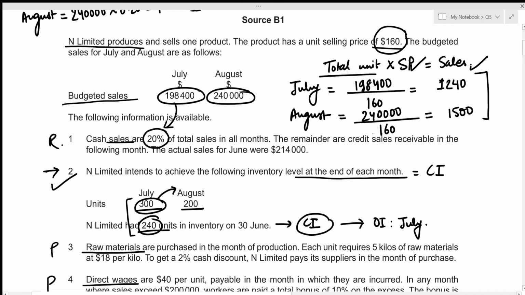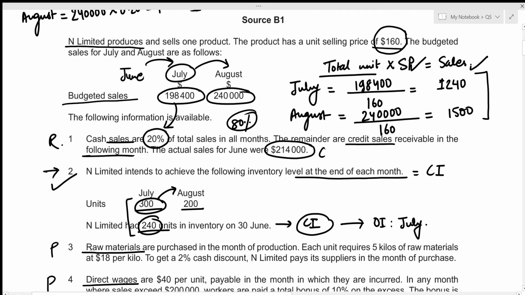Then the remainder are credit sales. So out of the total sales, if 20% is the cash sales, then the remaining 80% will be the credit sales. And we are told that the remainder are credit sales receivable in the following month, meaning that the credit sales made in the month of July will actually be received in the month of August, and the credit sales made in the month of June will be received in the month of July. We are given the actual sales for June to be 240,000. So the 80% of this will be the credit sales, and the amount for that credit sales will be received in the month of July.